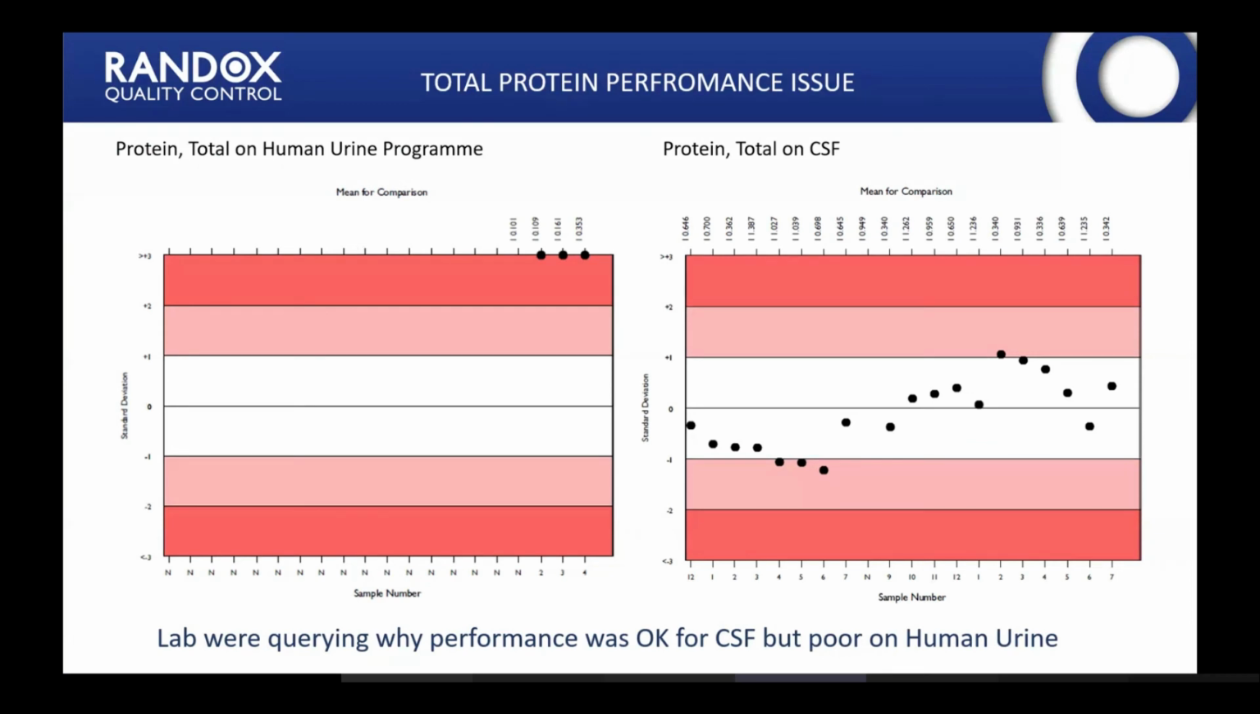Okay, here we have another situation that came about very recently, actually. This case was for total protein, and we had two different scenarios here. One is the total protein on our urine program, and then total protein on the CSF program. So the question was, it's the same parameter that they're measuring, so why do they have such different performance? Why was it okay for CSF, but poor for the urine program?